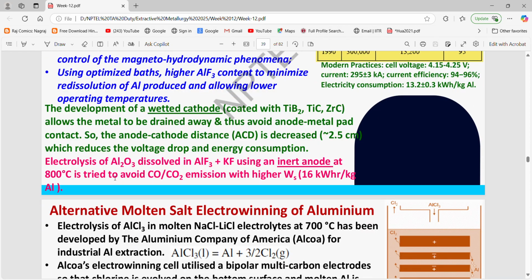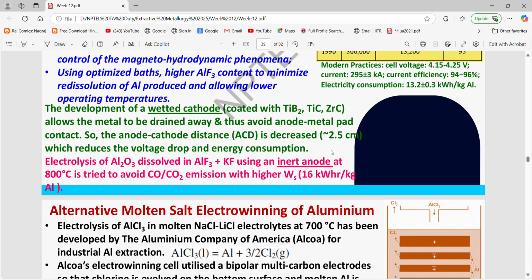Then development of a wetted cathode coated with TiB2, TiC, zirconium carbide allows the metal to be drained away and thus avoid anode metal pad contact. So the anode cathode distance is decreased to around 2.5 centimeter, which reduces the voltage drop and energy consumption.